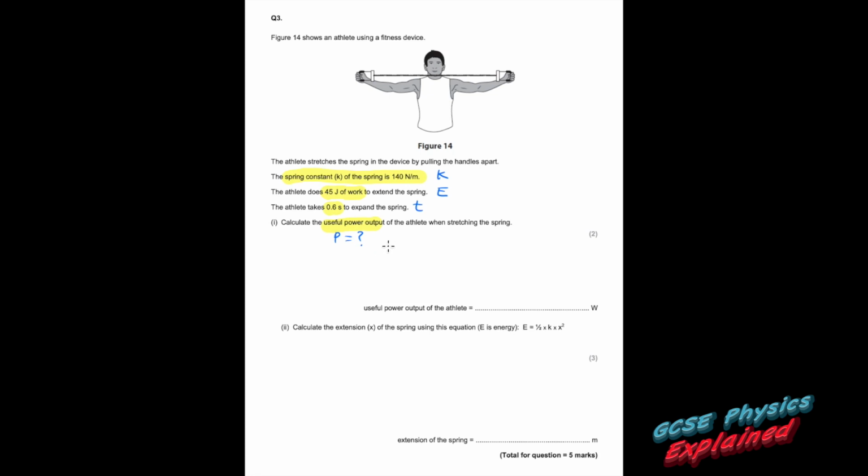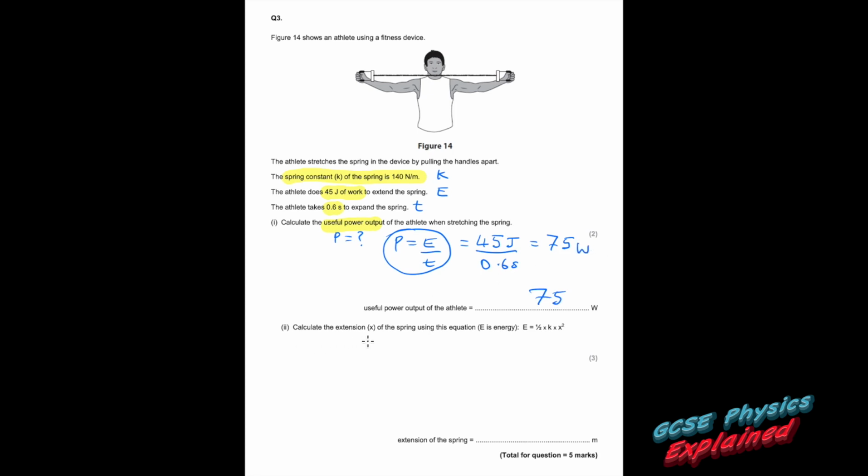The equation for power, once again, is power equals energy transferred over time. All of these questions came from different exam papers, so you can see they like to use this equation. So just pop the numbers in: 45 joules of energy or work divided by 0.6 seconds. And that comes out as 75 exactly.